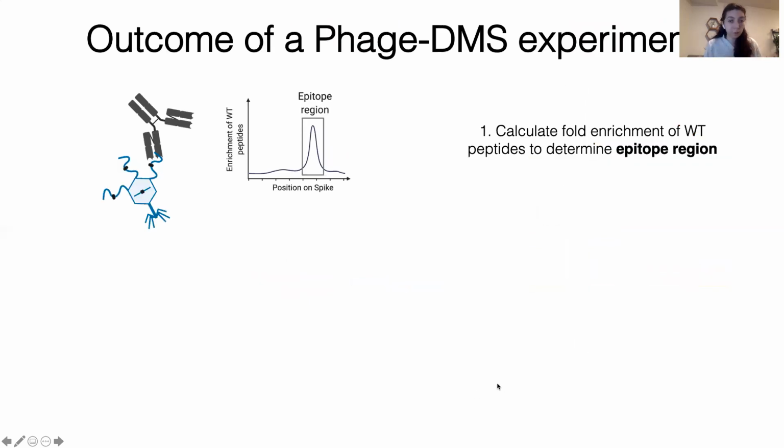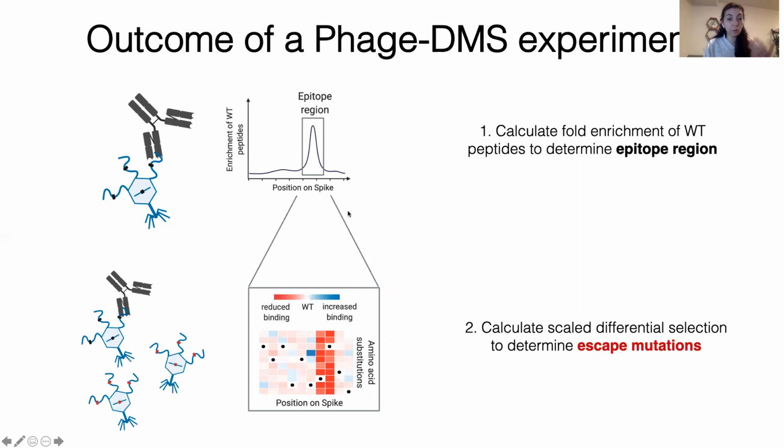To summarize, what you get out of a Phage-DMS experiment is two things. First, you can determine the epitope region by just examining the fold enrichment of wild type peptides. Where the wild type peptides are enriched, that's the epitope region. And then within that region, you can examine the scaled differential selection values in order to find escape mutations.